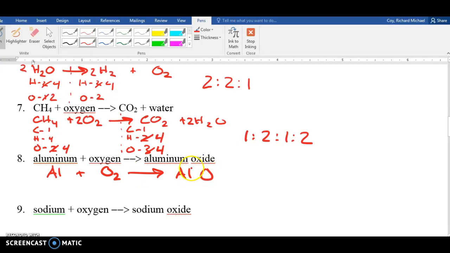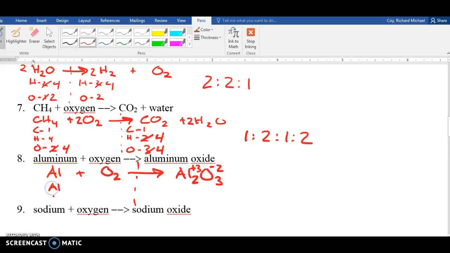What's the charge on aluminum? We look at our periodic tables and see it's +3, or 3 plus. Oxide is -2. So what do we do? Al2O3. If you don't understand what I just did there, go back and look at the video from yesterday, the one on assigning charges. All right, let's get back to this.